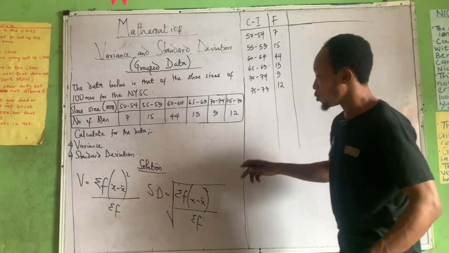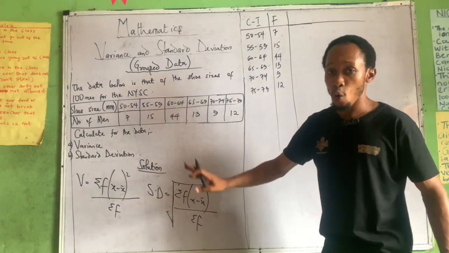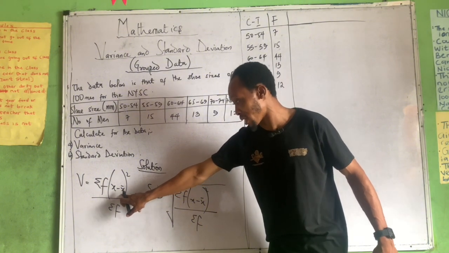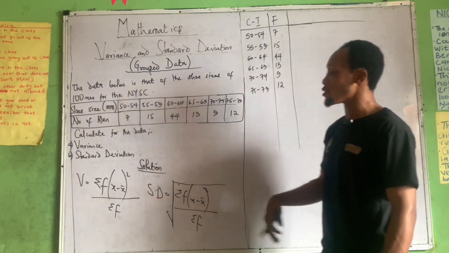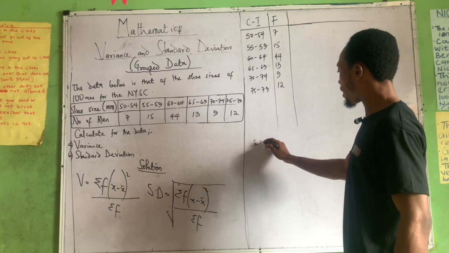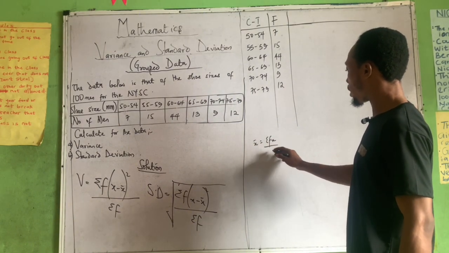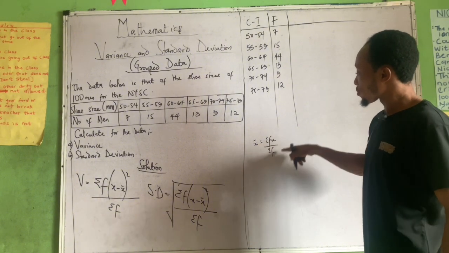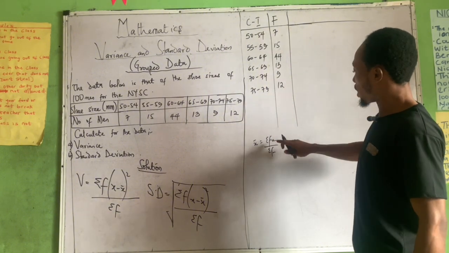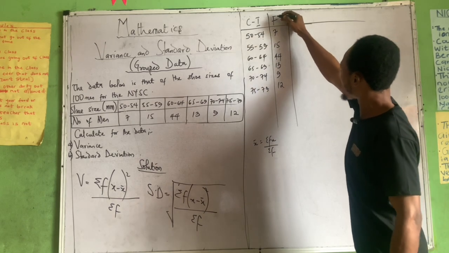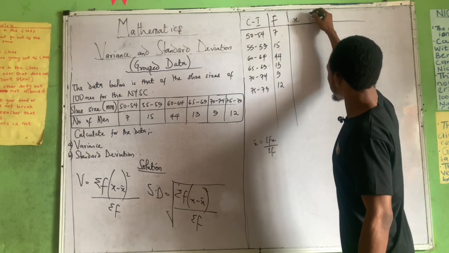The next thing to do, if you check the formula, we see that we have the mean x bar there. So it means that we have to calculate our mean first, and the formula for calculating your mean is summation fx over summation f for grouped data. And you can see that we need x here, which is the midpoint. We need to create another column for x.